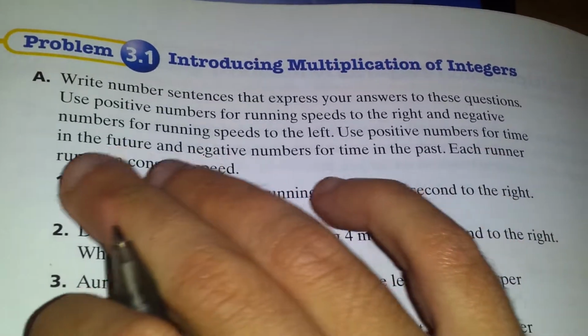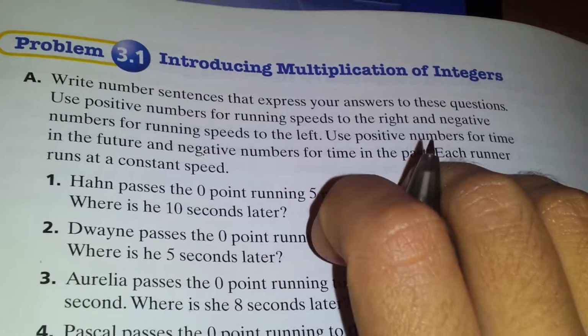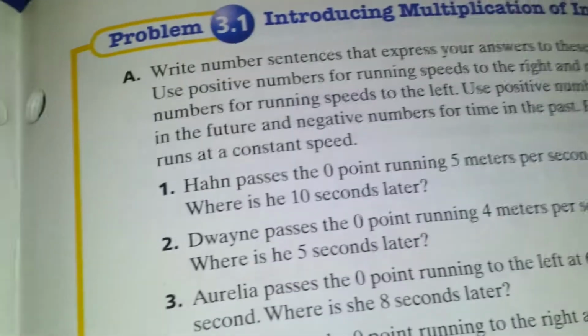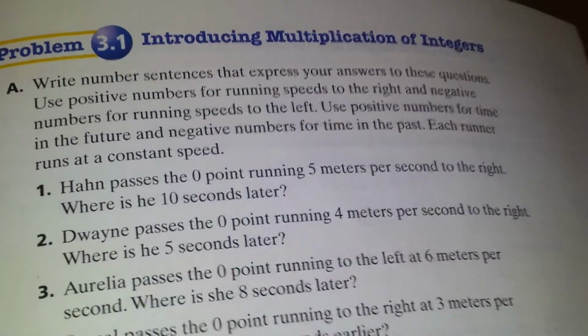Use positive numbers for time in the future and negative numbers for time in the past. Okay, so if it's on the right-hand side of the number line, or it happens in the future, it's positive. And it's going to be a negative number if it's on the left-hand side, or if it happened in the past, before time t equals 0. Let's go back to our problem now. It's a really good idea to take notes, just like we did when we're reading the problem. That way we know how to solve it better.